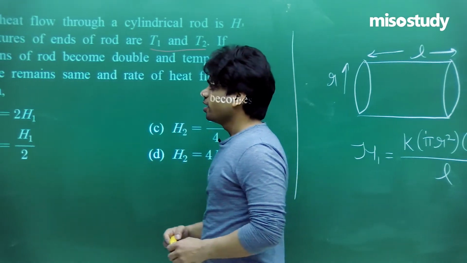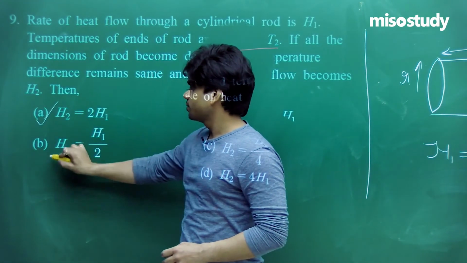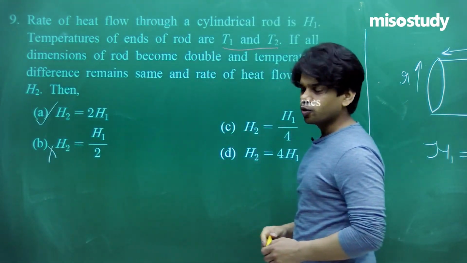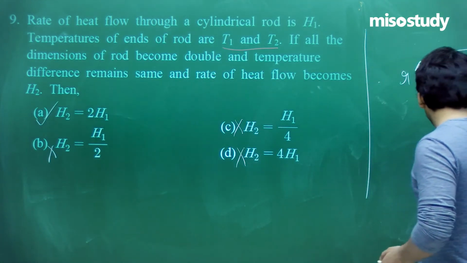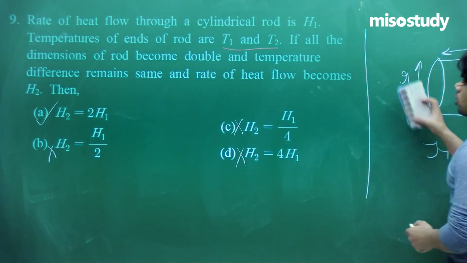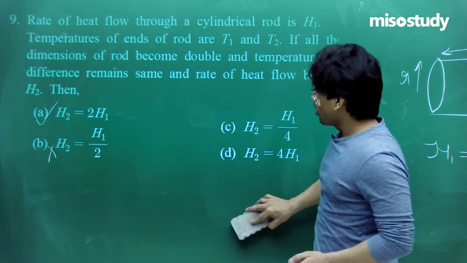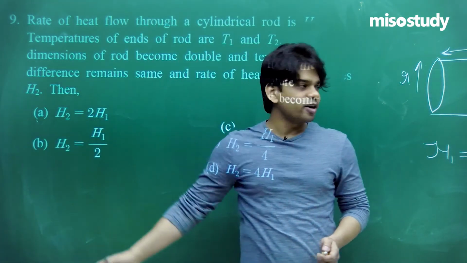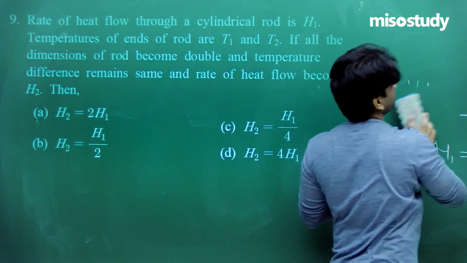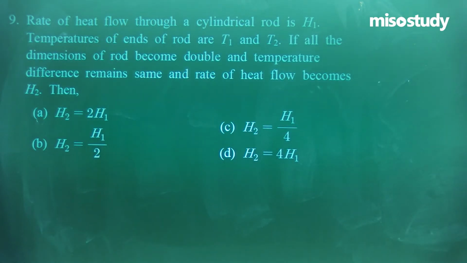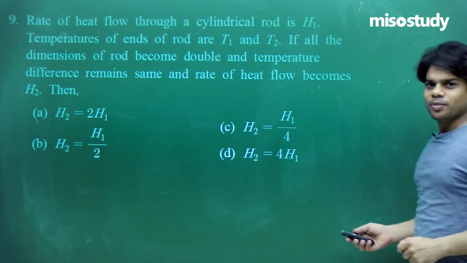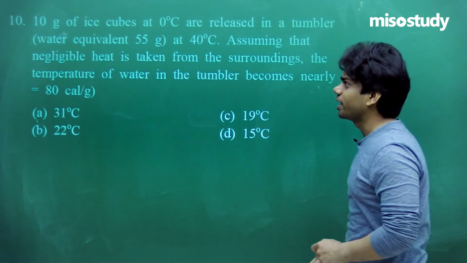Option A, H2 equal to twice of H1, yes. B, H2 equals H1 by 2, no. C, H2 equals H1 by 4, no. D, H2 equals 4H1, that is incorrect for this. Hope that you have got how to do such kind of question. Now after solving question number 9, I believe that you have got how to solve this. Let's go to question number 10.